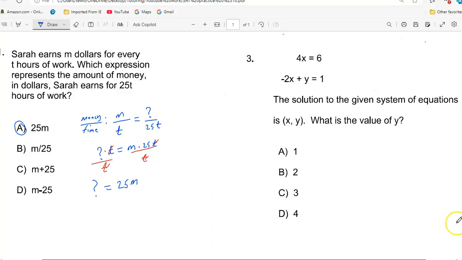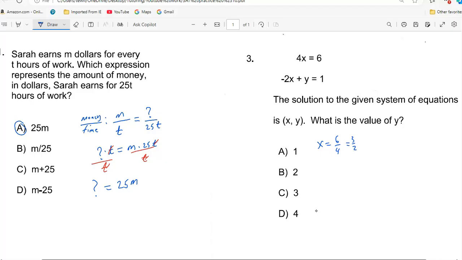So here we can use substitution. We can substitute x from the first equation into the second equation and create an equation with just y and find y. Or we can use linear combination. So let's work on substitution first. From equation 1, what is x? If I divide both sides by 4, I get x equal to 6 over 4, which I can reduce to 3 over 2, which is equal to 3 halves.